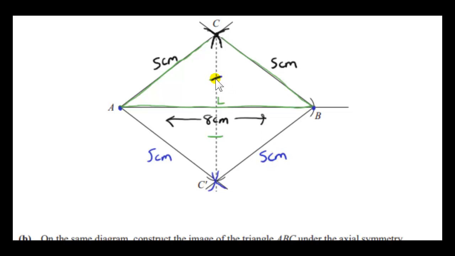That will ensure that this distance is the same as this distance, because we have two congruent triangles here, so their perpendicular heights will be the same. So this point here is the image of C under axial symmetry in the line AB, so we can call it C prime. A prime is just the same as A, and B prime, the image of B, is just the same as B.